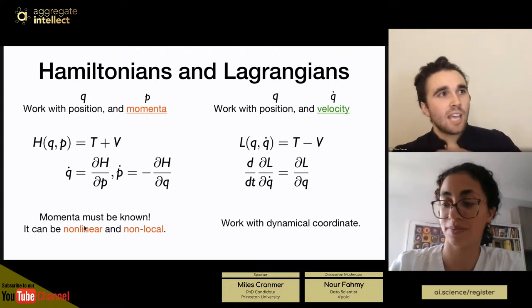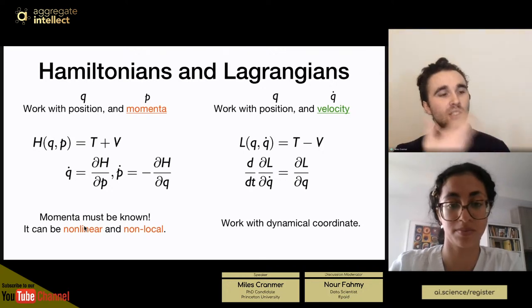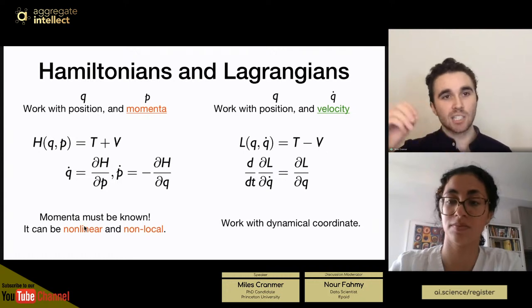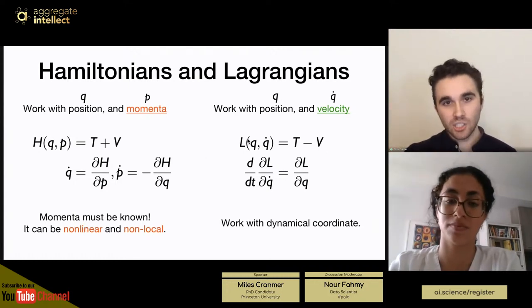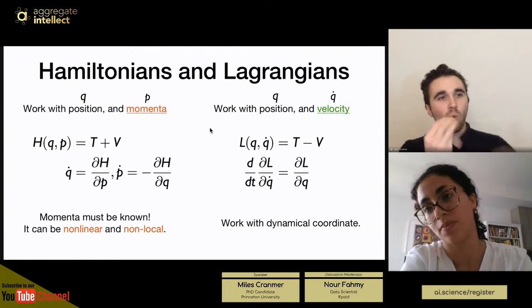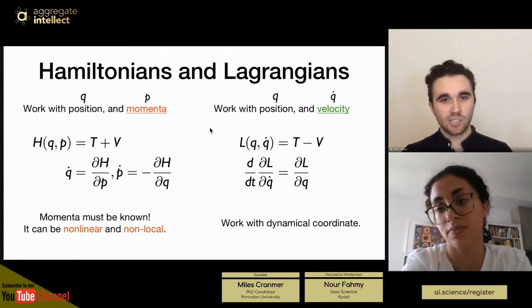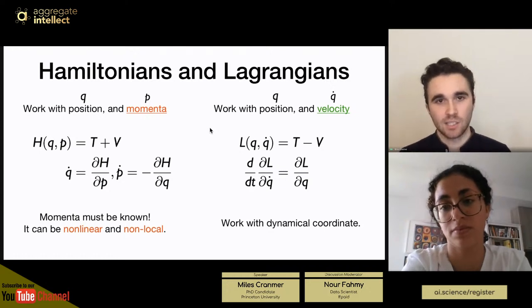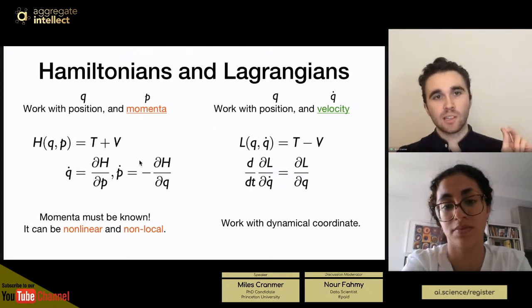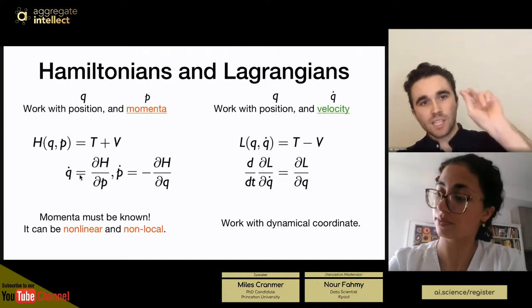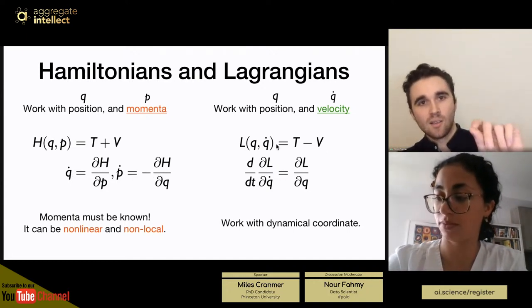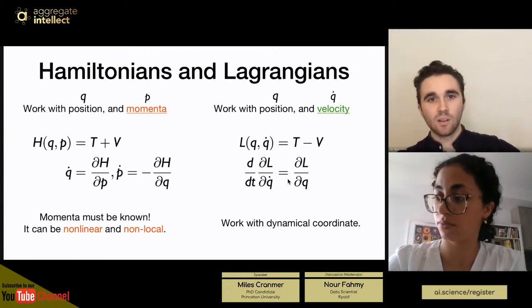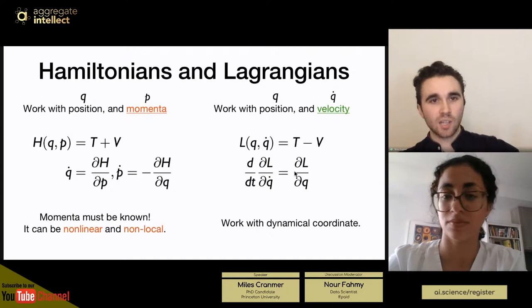If you see an unknown system, you need to know beforehand a lot of things about those dynamics so you can actually write down the momenta. But for Lagrangians, you just need to know what the dynamical coordinates are and how they change over time. So you don't need any prior knowledge about the physics in the system. The problem with Lagrangians is, the Hamiltonian gives you these explicit derivatives, right? But the Lagrangian is kind of this mess of an ODE. So you look at this and ask, okay, how do we actually stick a neural network in there?